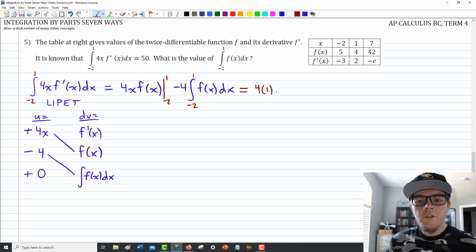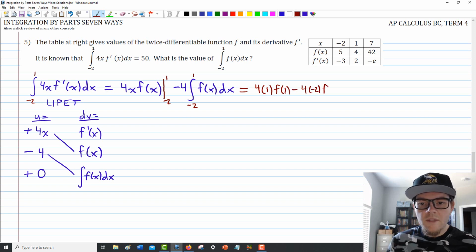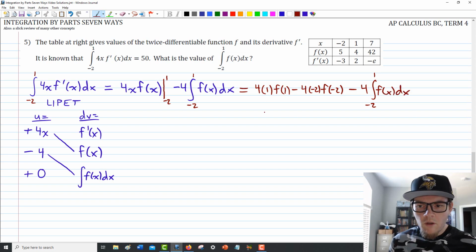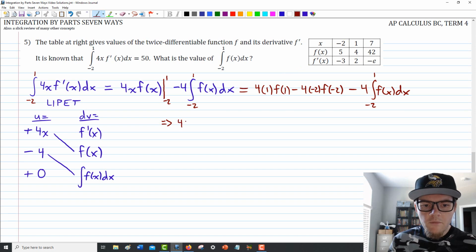So as far as the evaluation portion goes, we get 4 times 1 times f of 1, minus 4 times -2 times f of -2, and then still, minus 4 times that integral that we're interested in. So cleaning this up one more line, just to get everything settled here, I'll move it over a little bit to the side. That's going to give us 4f of 1, which is 4 times 4, and then minus a -8 times f of -2, which is 5, and then minus this integral thing that we're going to have to deal with.